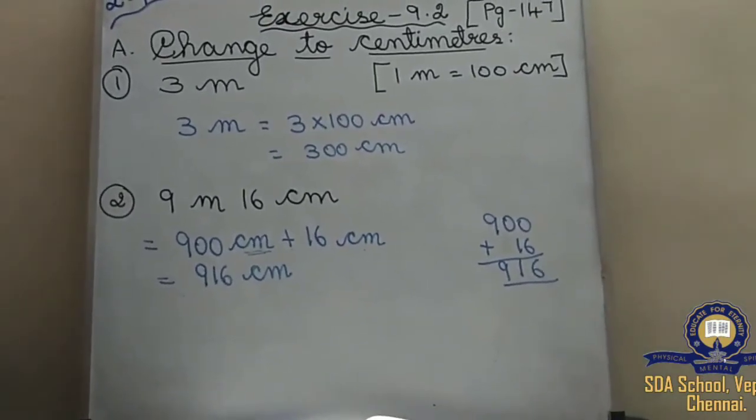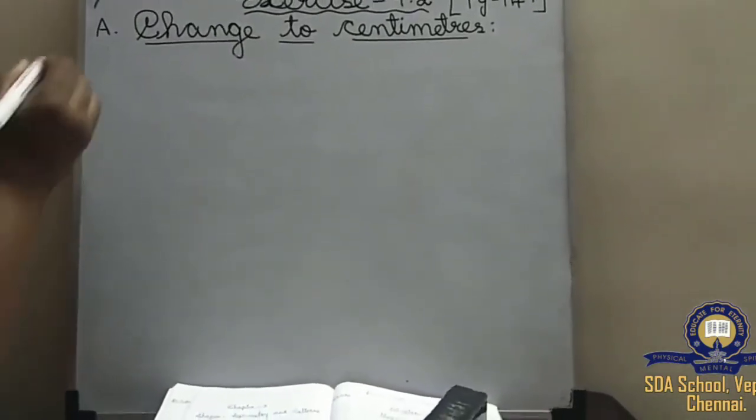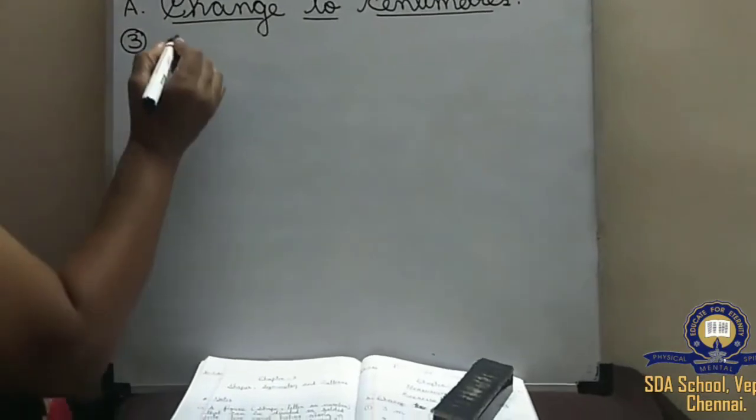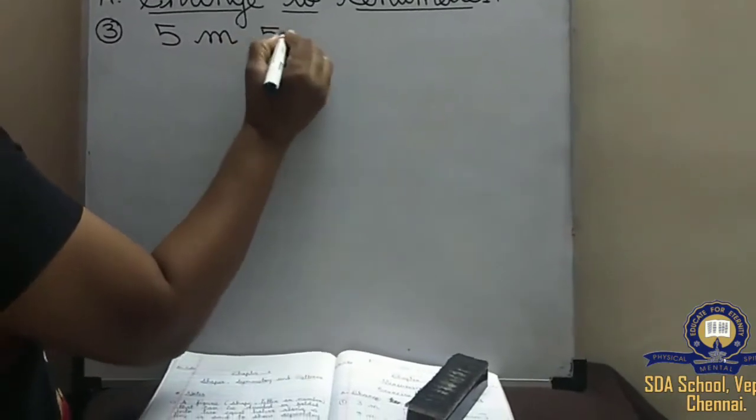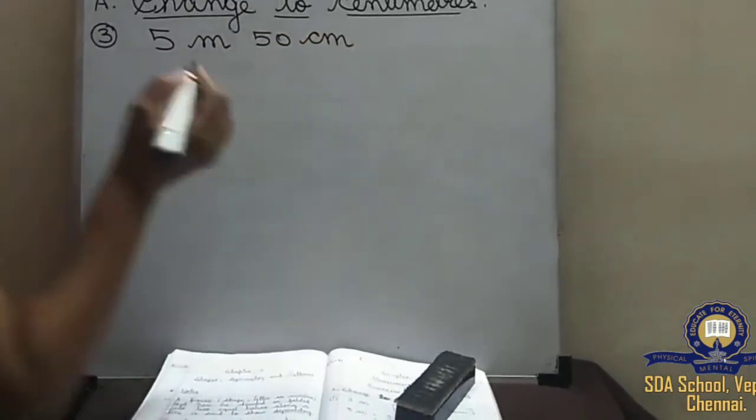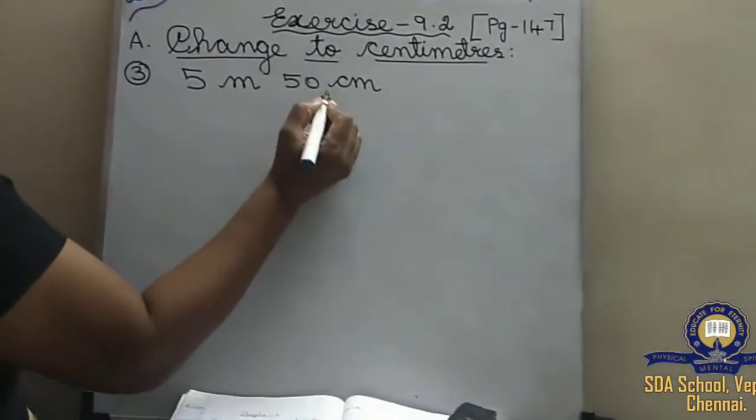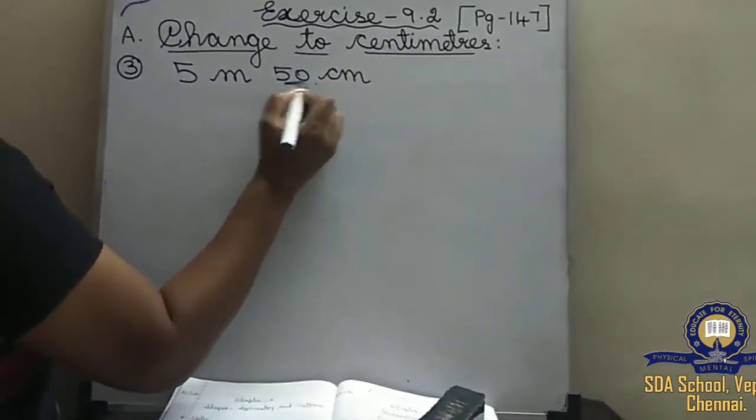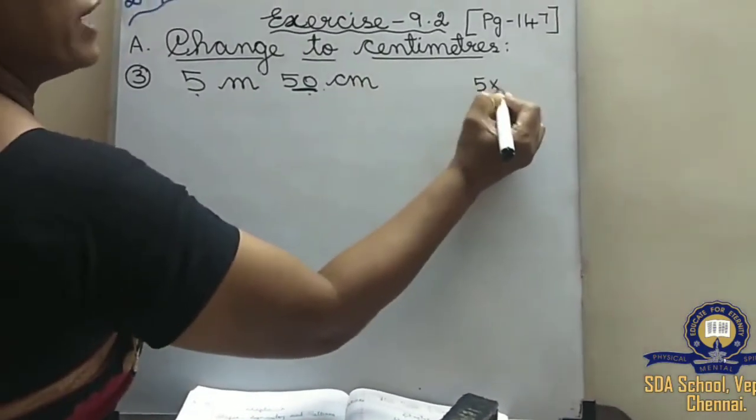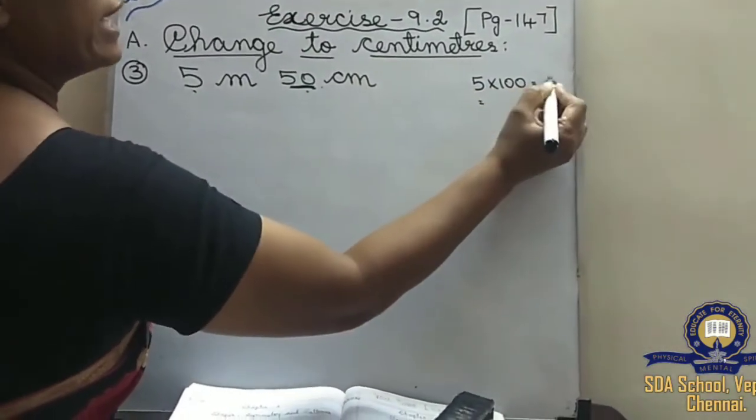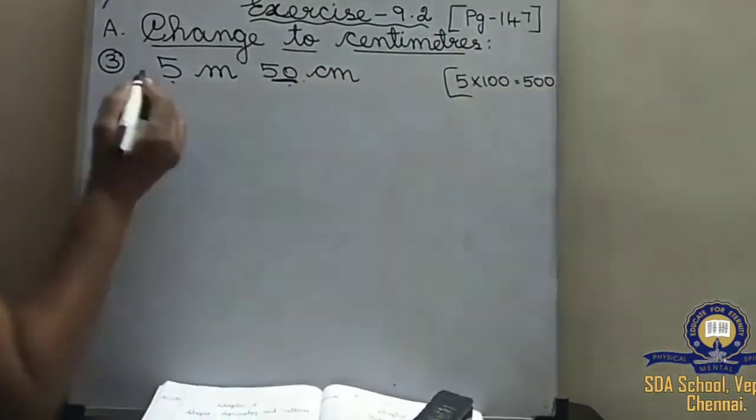Okay, children. So still some more sums we will see. We'll see the third sum. This is also like the second sum. 5 meter 50 centimeter. Children, if you are getting confused, you should not multiply this one into 100. Okay, children, you have to be careful. This one you should not multiply into 100. So this one only you have to multiply. You can write on the side in a pencil also. 5 into 100, 500. You can keep it in mind.